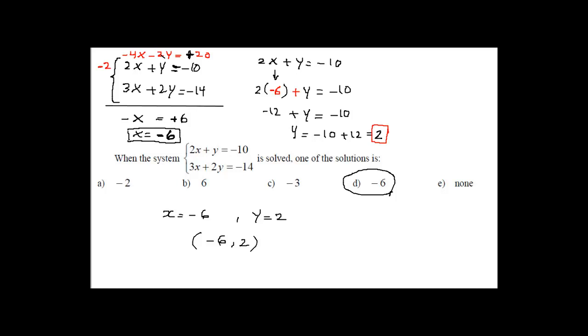As you see, you can either eliminate x or y first and find the value of one variable and then substitute that back into another one to find the other one. You could also use a substitution method to work this out. So let's take a look at that also. That would be another way to solve this.